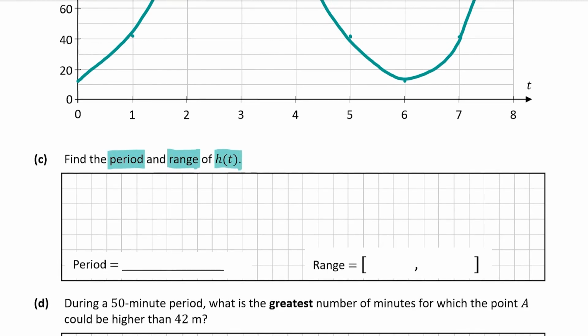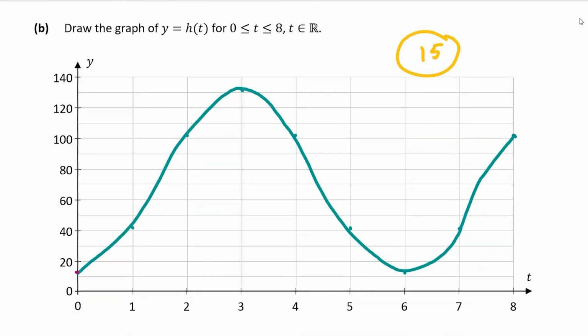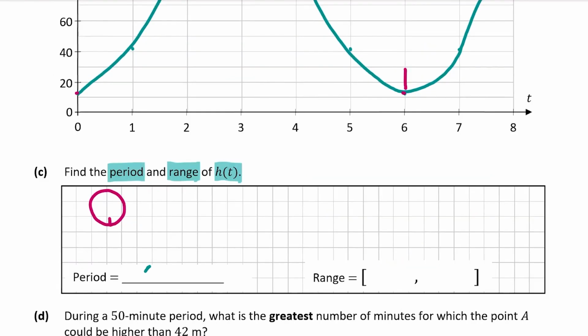Now, what does this mean? The period basically means how many minutes it takes to come full circle. So we know that that is 6 minutes, and we can see from our graph here that it starts at 12 meters and it comes back to 12 meters at 6 minutes. So that's one period done here after 6 minutes. So the period is 6.